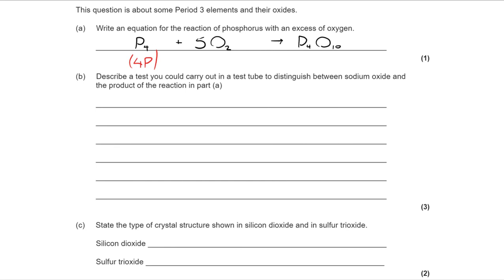But you need to be aware that phosphorus exists as P4 because that helps to explain why it has the melting point that it does when we do periodicity back in year 12.